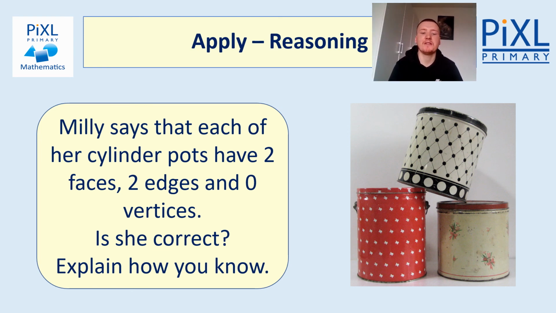Then to finish off, she said we have got 0 vertices. Now, if we think about the definition of the vertices, it's where two edges or more meet in a point. On a cylinder, you do not have straight edges that meet in a point, so she is correct. There are 0 vertices on our cylinder. So well done if you got that answer correct.